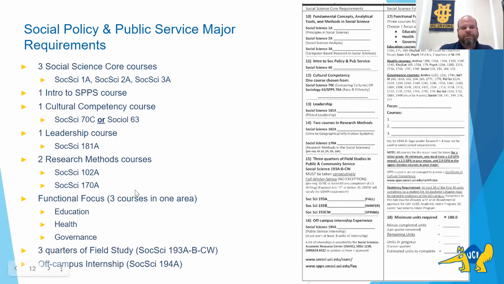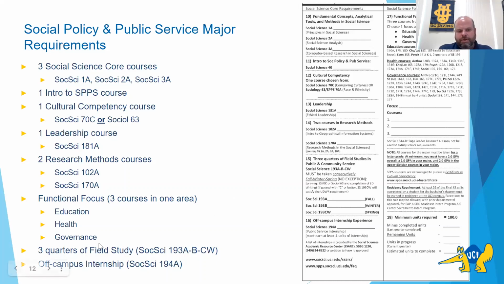Students also have to have two courses in research methods, since you will be engaging in a lot of research within the major as well. And that's Social Science 102A and 170A, which is right here. And then you get into your more specialized courses, where you get to choose one functional focus, and you'll choose 3 courses in one of those areas. And they're either going to be in education, health, or governance. And you'll see these courses that are kind of sample courses listed right here. And those are the choices in the course that you can take for this area right down here.